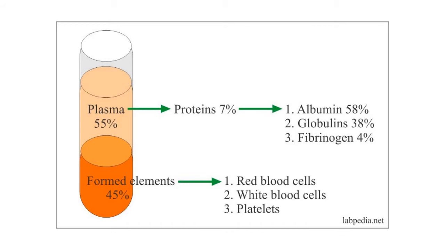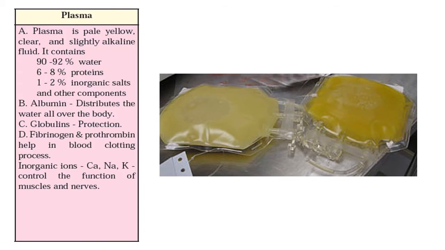Albumin distributes the water all over the body. Globulins protect, or we can say fight against infections. Fibrinogen and prothrombin help in the blood clotting process, a process by which blood changes from liquid to gel, which means when we suffer from any injury or there is an injury in tissue, it helps prevent excessive bleeding. So that's it for plasma.